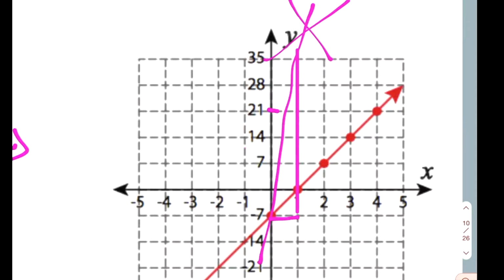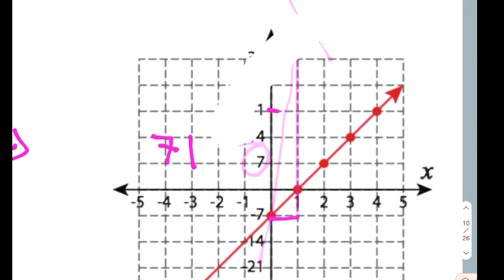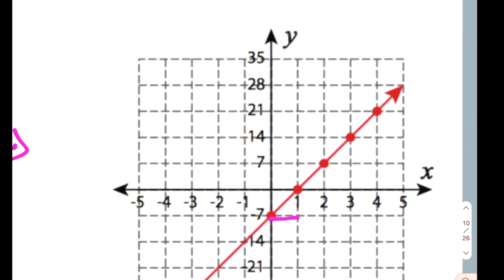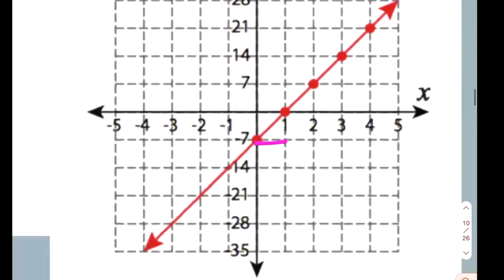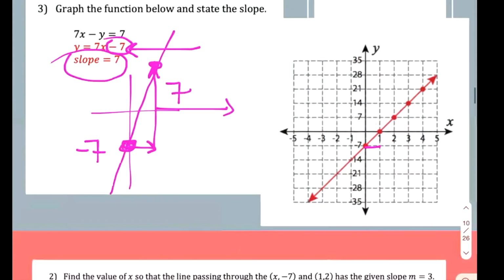This is wrong. Make sure you respect the scale. Okay, so this is not 1. This is 7. Is that clear? So be careful with this graph in the exam. Make sure you read the scale properly. When you read the axis, read the scale. You need to know what is 1, what is 2, what is 7. And that's it. And you draw your line.